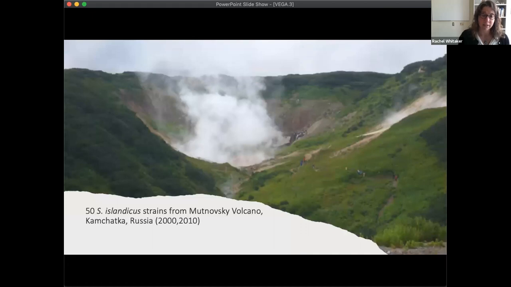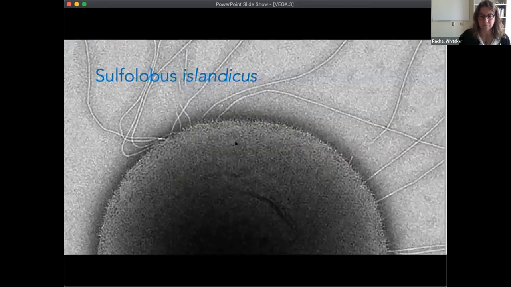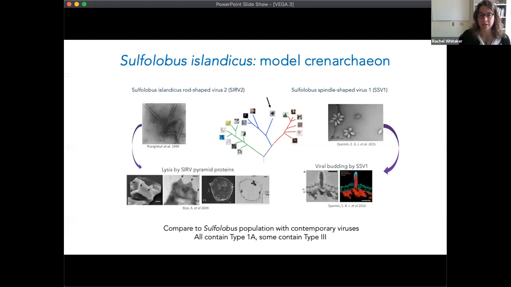In comparison, we took 50 Sulfolobus islandicus strains from a very different population in Kamchatka, Russia, which we've shown to be isolated and also shown to have stable diversity within it. So this is the beautiful host, which interacts through its surface structures with the viruses. And there are two different viruses that we found to be dominant in the two different populations.